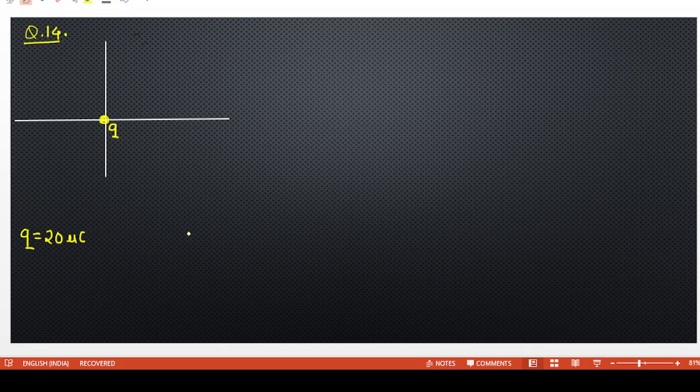What will be the potential difference between the points (5a, 0) and (-3a, 4a)? So this is point A. The coordinates of point A are (5a, 0) and B has (-3a, 4a), and we have to find the potential difference between these 2 points. So let us call it VB minus VA equal to question mark.